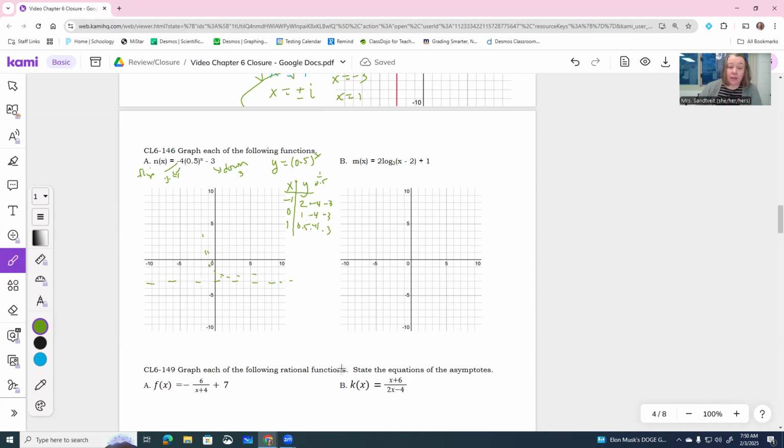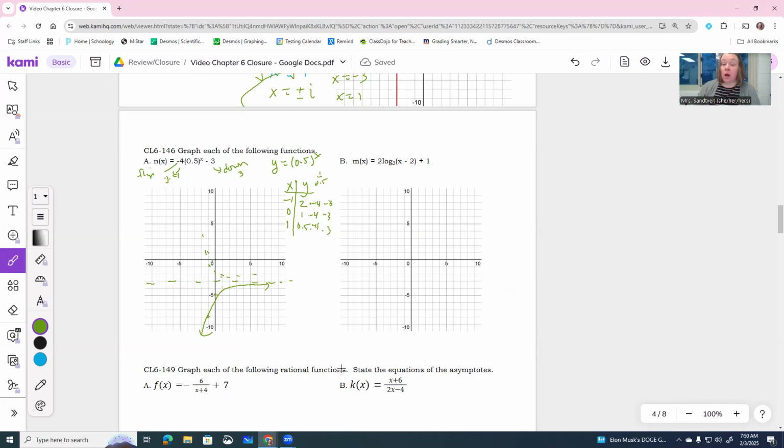So if I did it this way and this was at 2, then it would have to go down to negative 8, which would be here-ish. And if this was here at 1, it would have to go down to negative 2. And then this would have to come here. So it looks something like this. It's flipped and stretched.